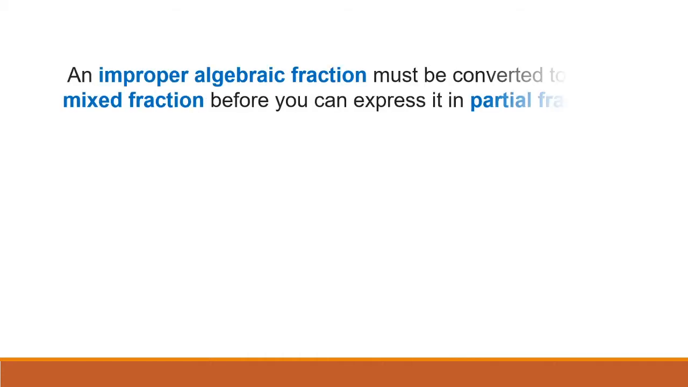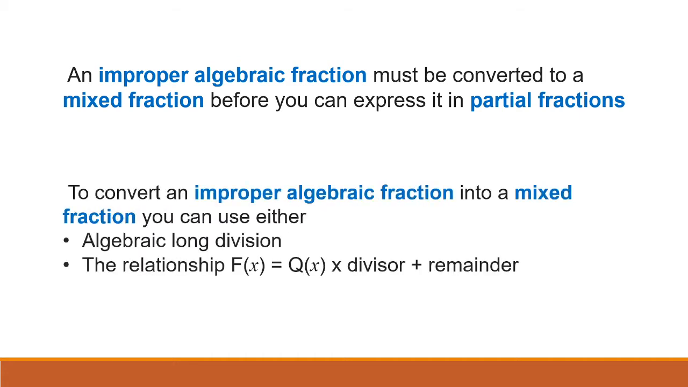Okay, let's move on. Now, before an improper algebraic fraction can be expressed as a partial fraction, you need to convert it into a mixed fraction. There are two ways you can do that.